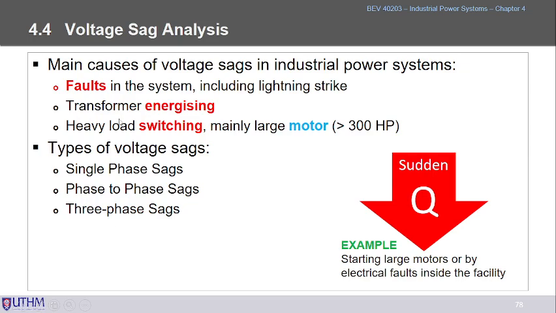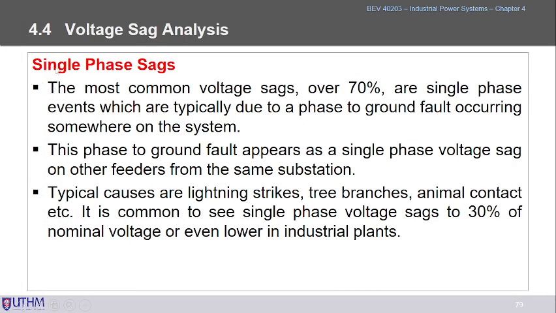It seems like with the fault, you have single phase, phase to phase, and 3 phase sags. And the single phase is very common. More than 70% of the voltage sags that happen in the IPS are due to single phase.